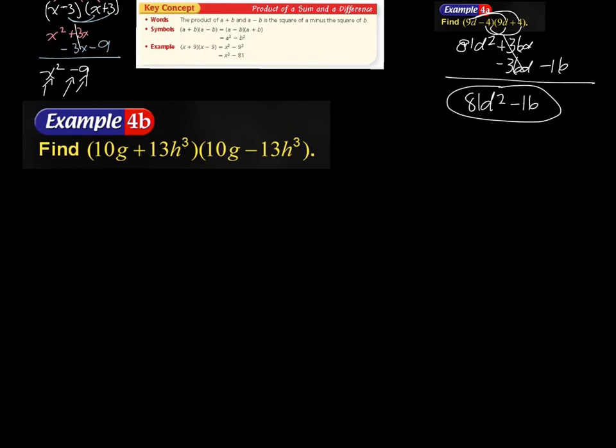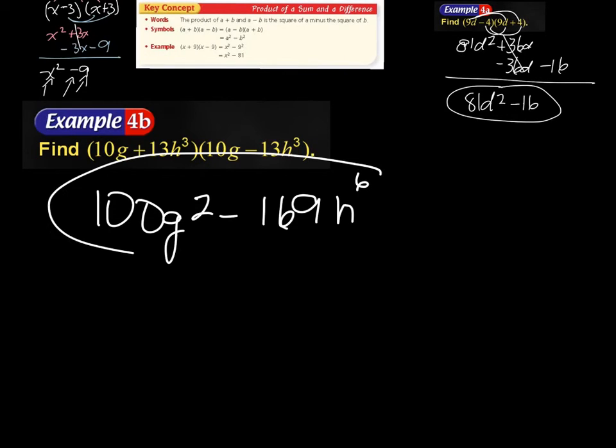It is 10g plus 13h cubed, 10g minus 13h cubed, so it is our difference of squares pattern. So I'm going to have 10 times 10 is 100, g times g is g squared, minus 169, h to the power times the power, we add exponents, so it's going to be to the 6th. So the only time when we multiply two binomials that we end up with a binomial is in this situation where the middle term cancels out.